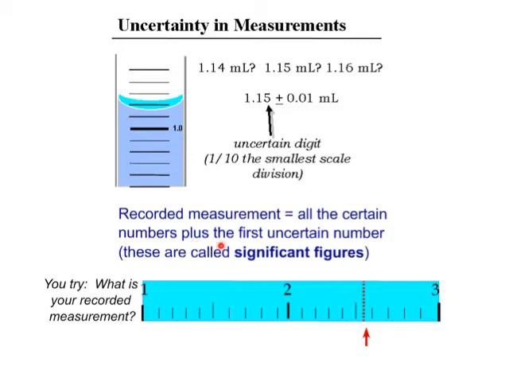Plus, you record the first uncertain number. That would be the 0.05 here. So we're going to record 1.15. That is the first uncertain number. All of these digits together are called significant figures. So now you try. What is your recorded measurement here of this dotted line?